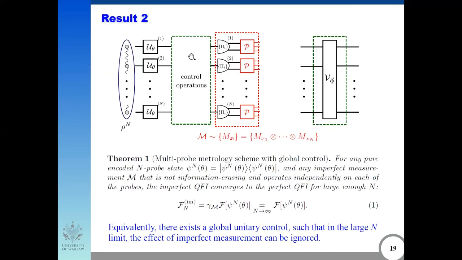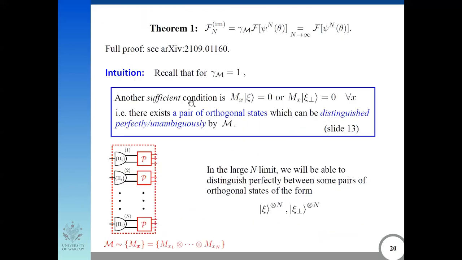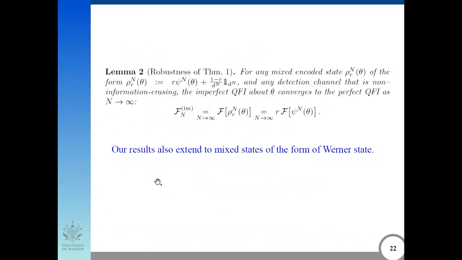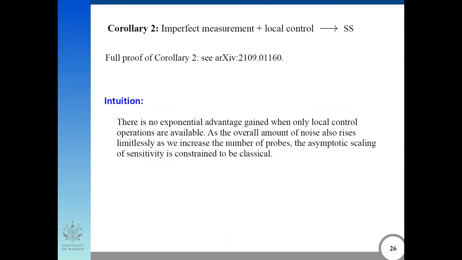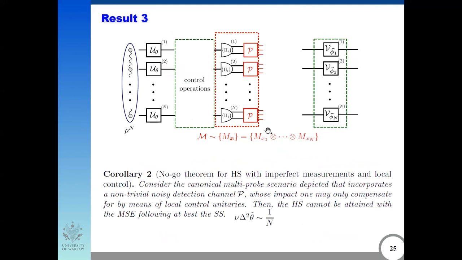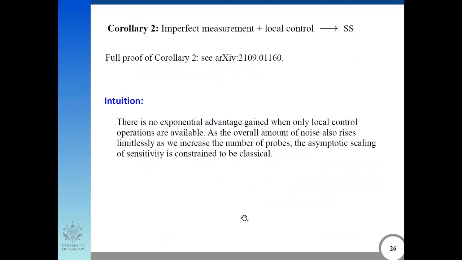But if you have local measurements here, you cannot convert your entangled states into the product states. I'm just trying to give the intuition. If you use product states to begin with, you'll be bounded by the standard quantum limit and you can do this amplification. But if you are entangled, in the ideal scenario you have the Heisenberg limit, but you don't have the capacity to put the state in this product form approximately.